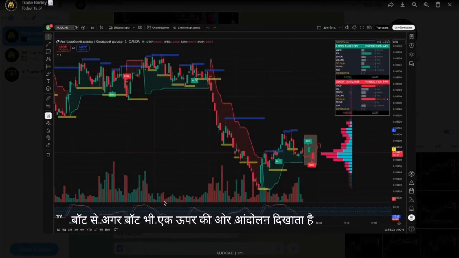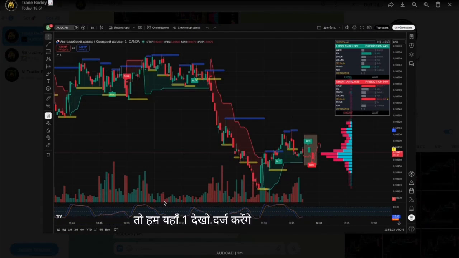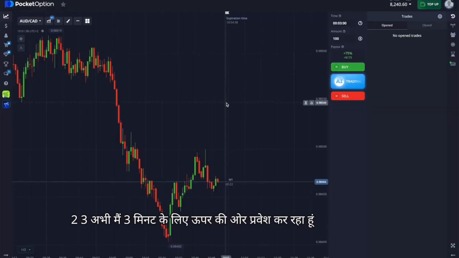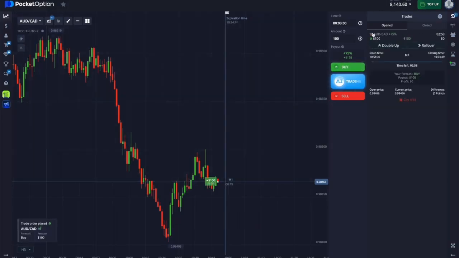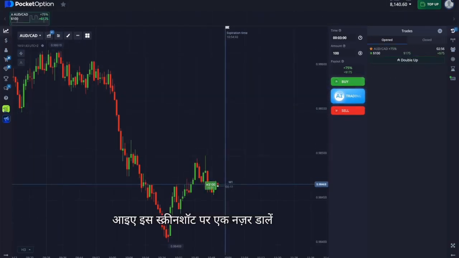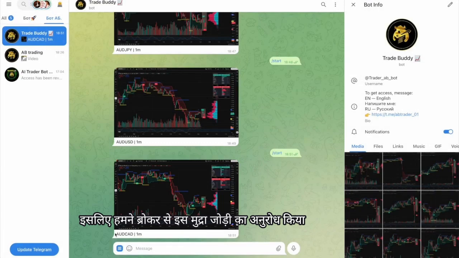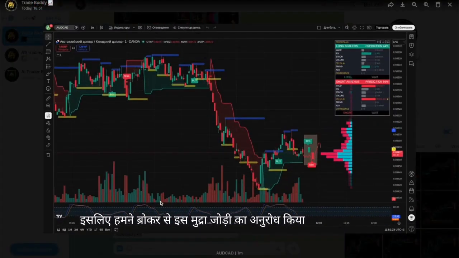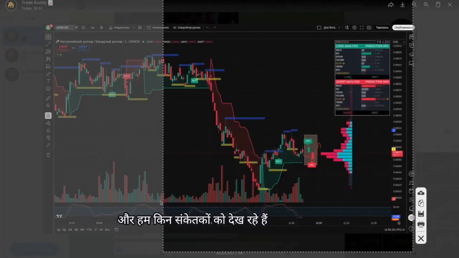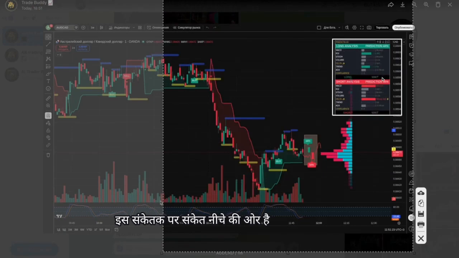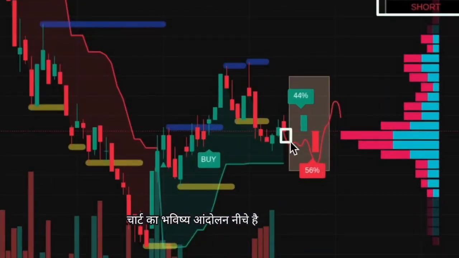If the bot also shows an upward movement, then we'll enter. Look here. 1, 2, 3. Right now, I'm entering upward for 3 minutes. Why 3 minutes upward? Let's take a look at this screenshot. So, we requested this currency pair from the broker, and what indicators are we looking at? On this indicator, the signal is downward. The future movement of the chart is down.